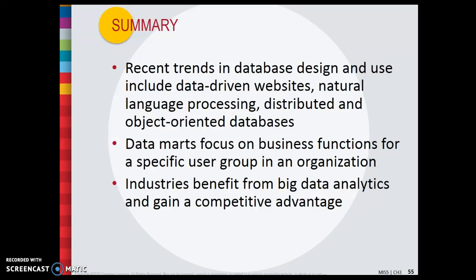There are data marts, which are focused on business functions or specific user groups in an organization, and industries benefit from big data analytics along with a competitive advantage.